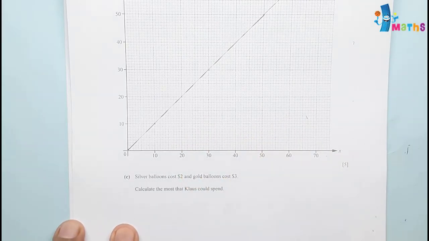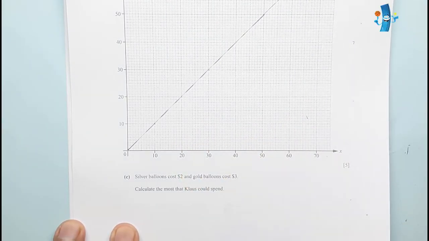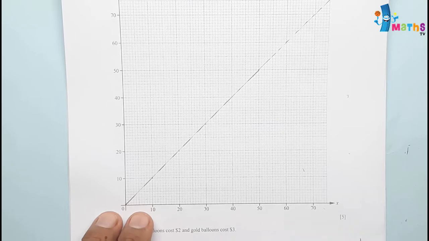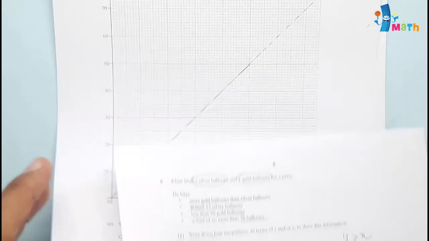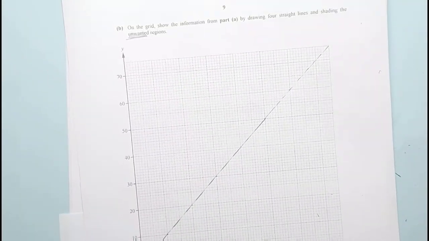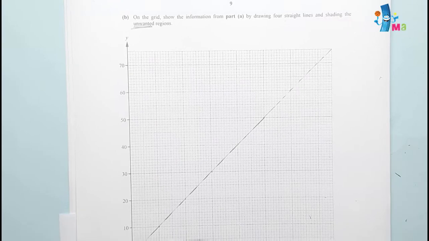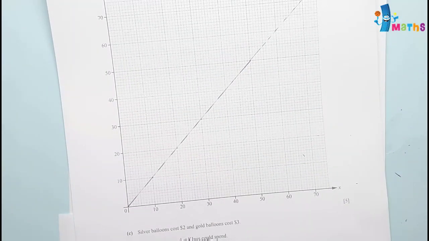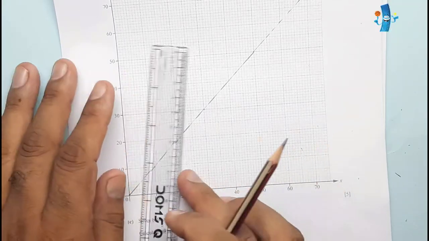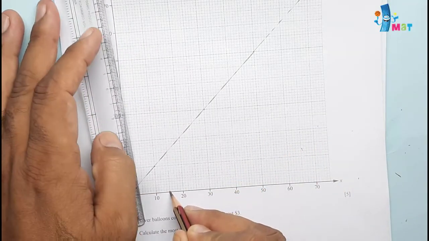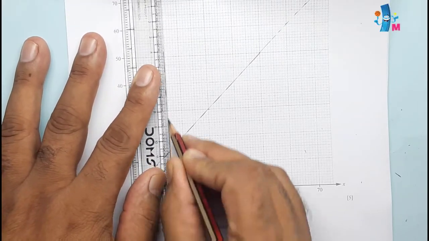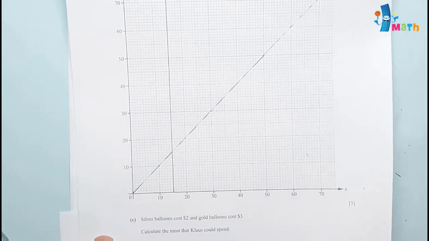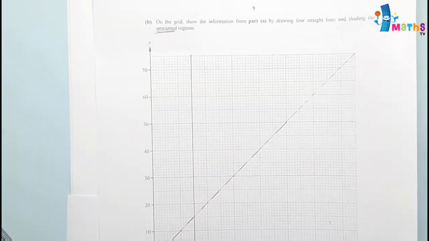We'll complete the lines first, then we'll do the shading part. At least 15 silver balloons, which is X is greater than or equal to 15. The second inequality is this one, X is greater than or equal to 15. So I will be drawing X is equal to 15. X is equal to 15 is this line. Since it is greater than or equal to, this line will be a solid line. So we can draw this solid line.